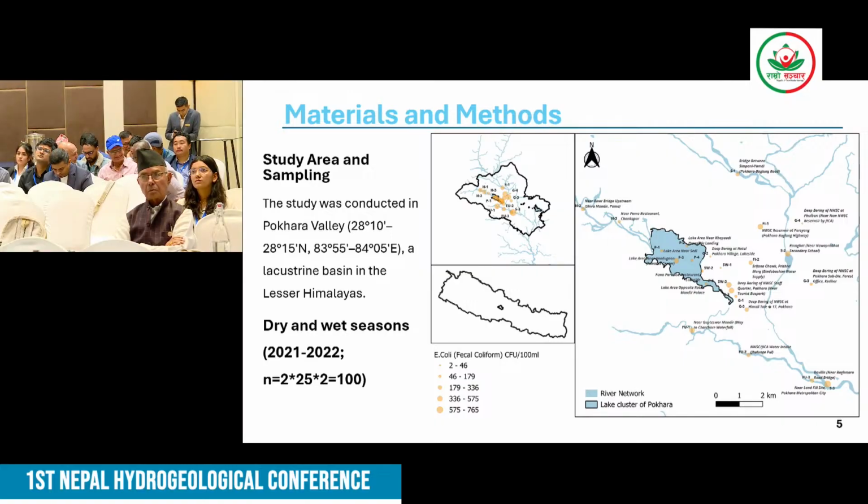And we had 2 years of sampling: dry season in the first year and wet season. And similarly, again in the second year, we had wet season and dry season. So total 25 sampling sites. That makes around 100 water samples in both dry and wet seasons for 2 years.